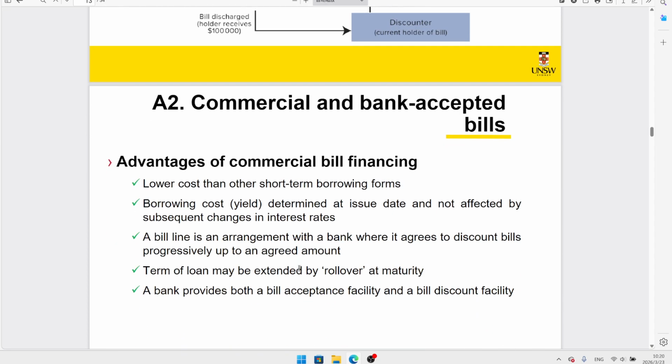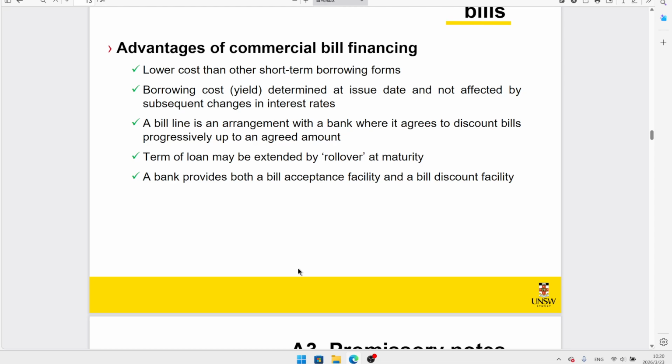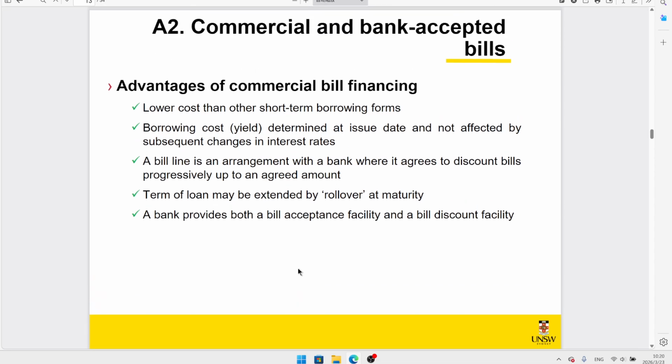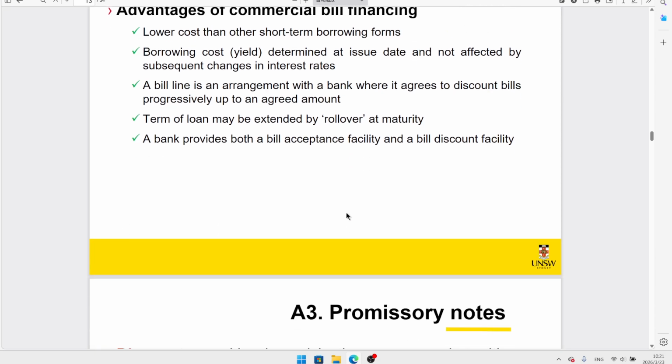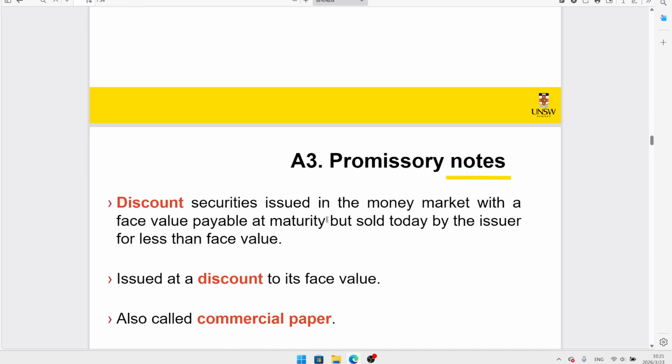The advantage of commercial bill financing is lower cost than other short-term borrowing, as borrowing costs are determined at the issue date and not affected by subsequent changes in interest rates. A bill line is an agreement with the bank where it agrees to discount bills progressively up to the agreed amount. The term may be extended by rollover at maturity. A bank provides both the bill acceptance facility and the bill discount facility.